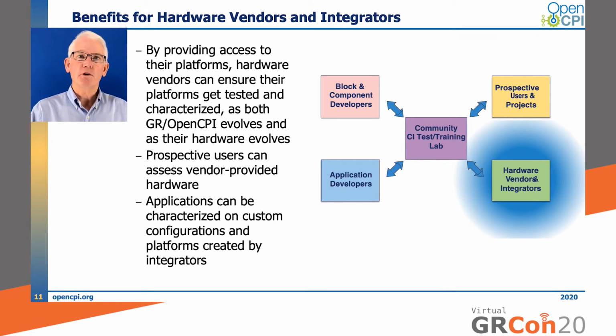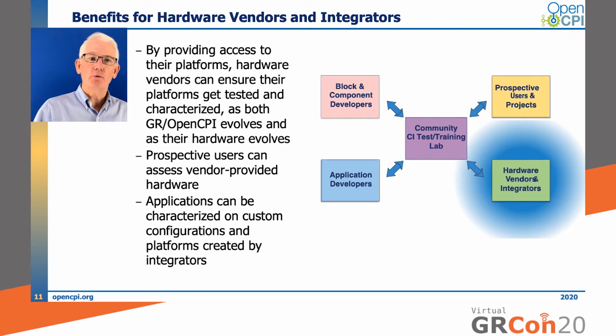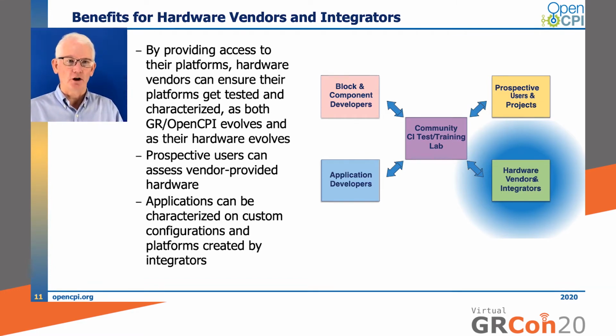The benefit of a community resource for hardware vendors and integrators is that by providing access to their platforms, hardware vendors can ensure that their platforms get tested and characterized as both GR and OpenCPI evolve and as their hardware evolves. Prospective users then can assess the vendor-provided hardware, and applications can be characterized on custom configurations and platforms created by system integrators.